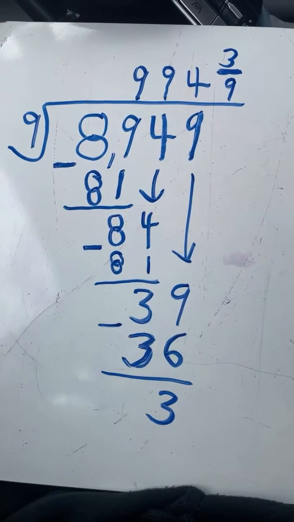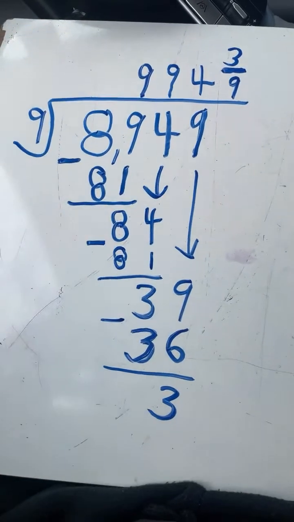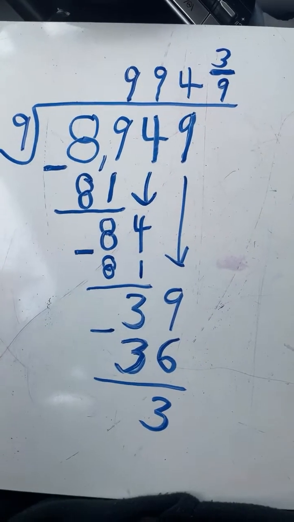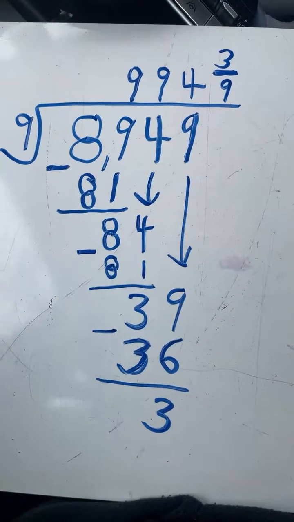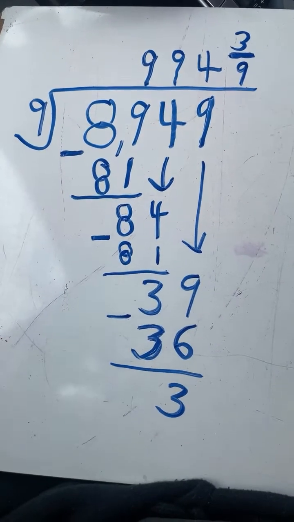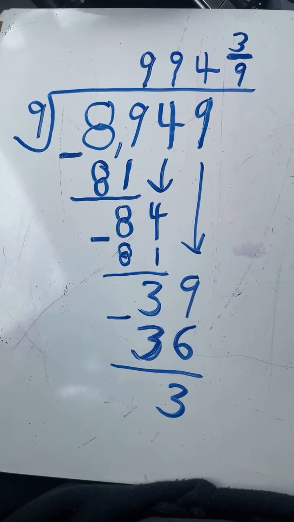If we want to reduce the fraction to lowest terms, 3/9 reduced to lowest terms would be 1/3, 994 and 1/3. Either answer is acceptable. That is our final answer.